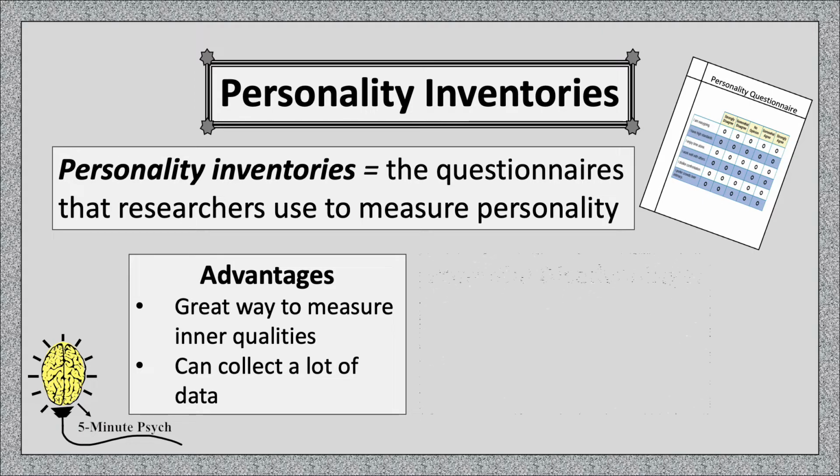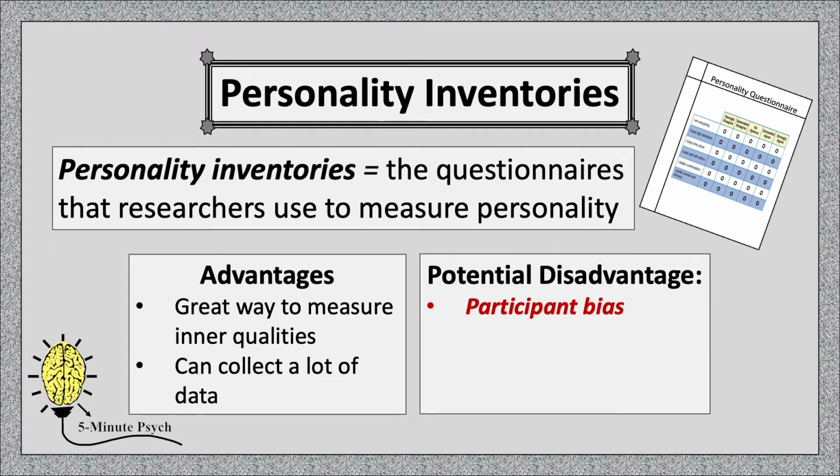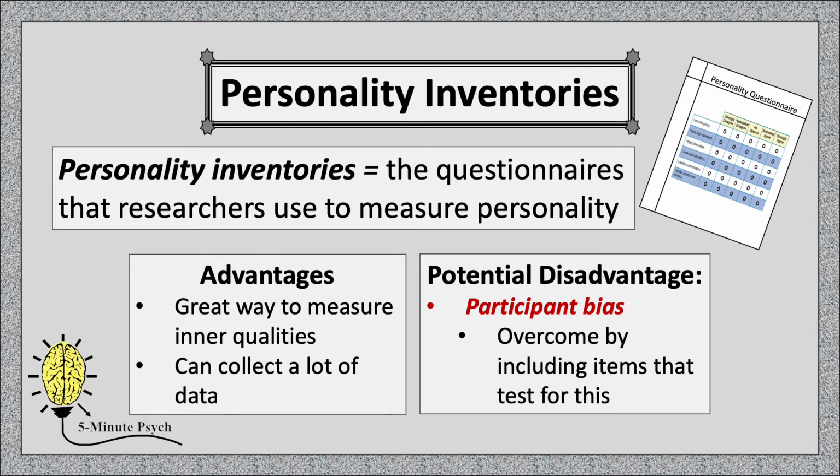However, researchers have to worry about participant bias, or the possibility that participants aren't telling the truth. This could happen if the participant is overly concerned about how their answers are coming across. And if this happens, then the test results won't be accurate. Researchers deal with this by including some items that specifically test for how likely someone is to lie or repeatedly present themselves in a socially desirable way.